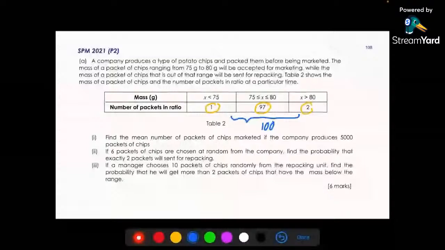Find the mean number of packets of chips marketed if the company produces 5,000 packets of chips. Yang ni N lah kan. N dia adalah 5,000. So ni kita bercakap pasal yang market tu, yang ada dia punya tu adalah 97. So 97 over 100 which is 0.97. Ni adalah dia punya probability of success, probability of marketing the chips tu.